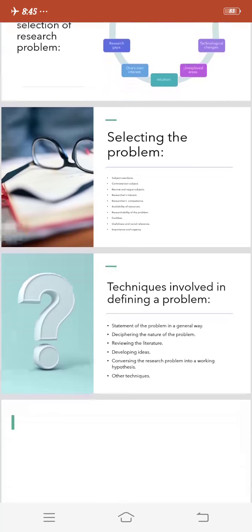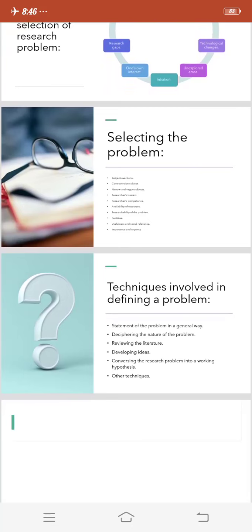Here are the techniques of selecting the problem, the steps involved in defining the research problem into a workable proposition. Defining a problem involves the task of laying down the boundaries or framework within which the researcher should study the problem with predetermined objectives. You have to plan and do the research.